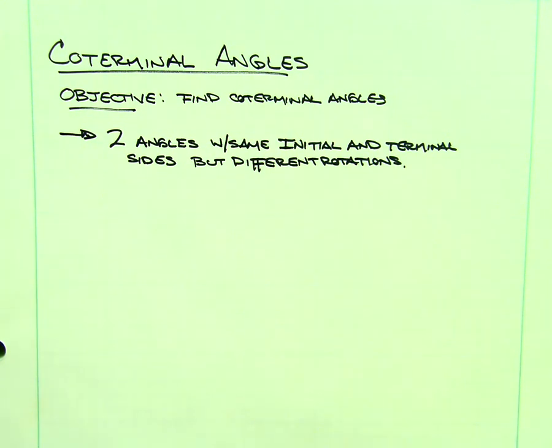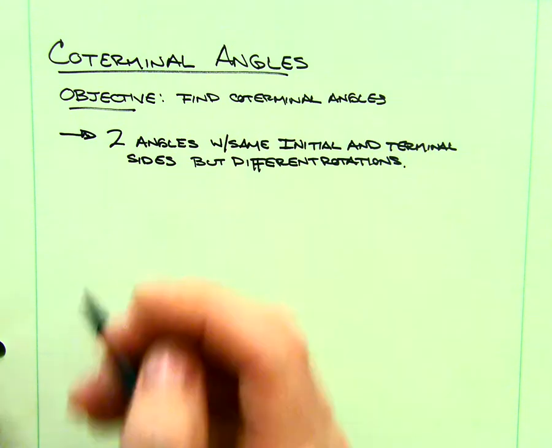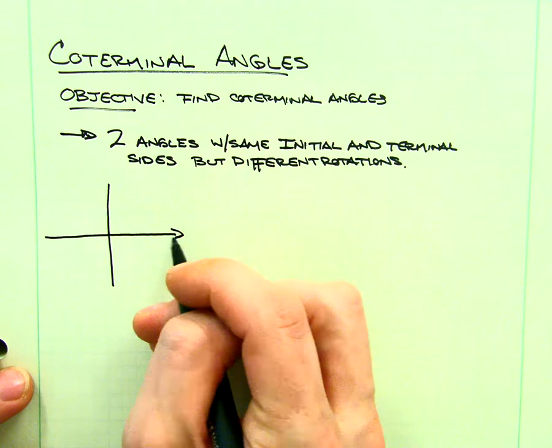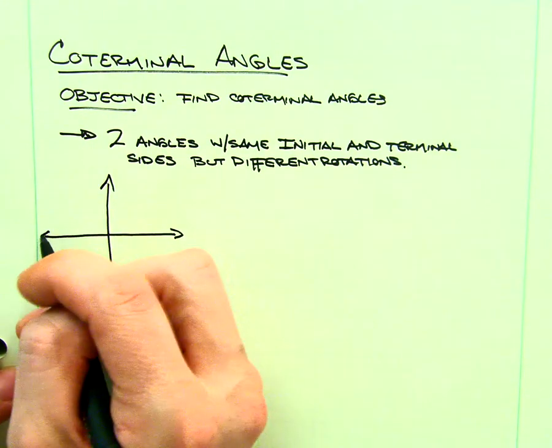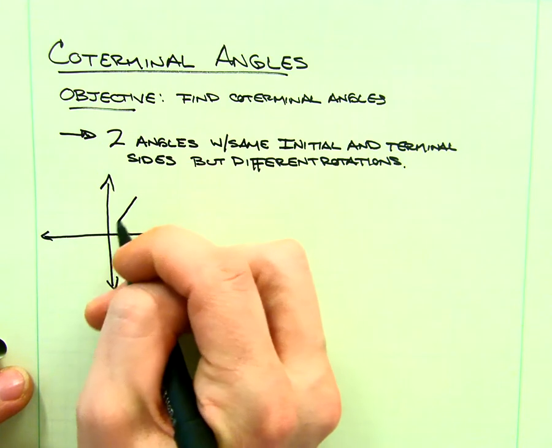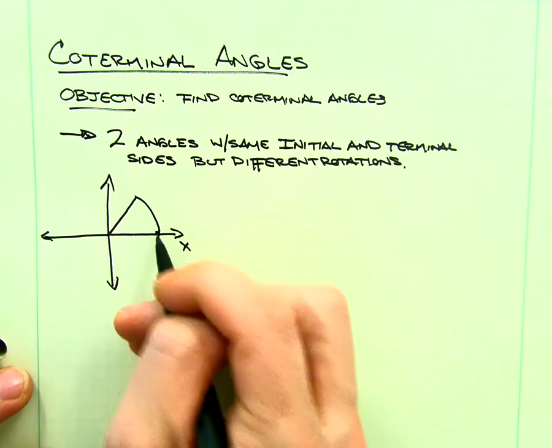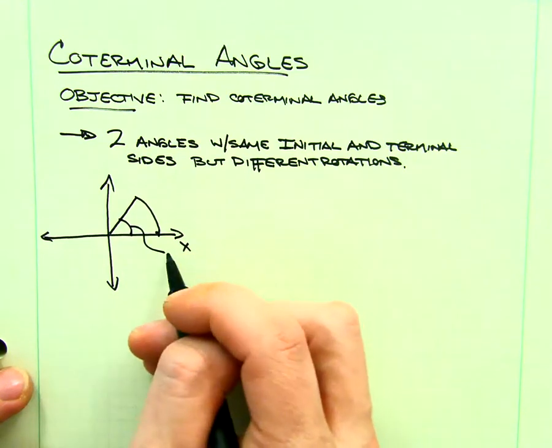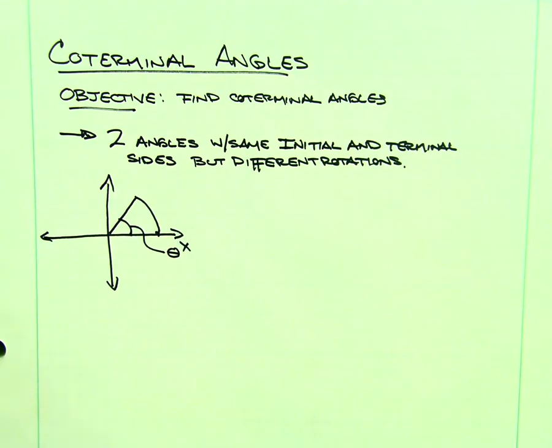Now this is in words. Math speak is always a little bit confusing. Let me go ahead and just illustrate what exactly this means. Okay, so say I had a standard coordinate plane, x-axis, starting right here. Say I draw a line right here. And I measure this angle right here, whatever it is. This one I'm just going to call theta.